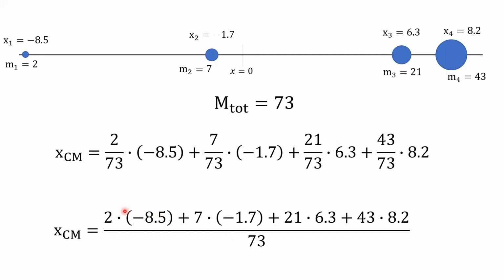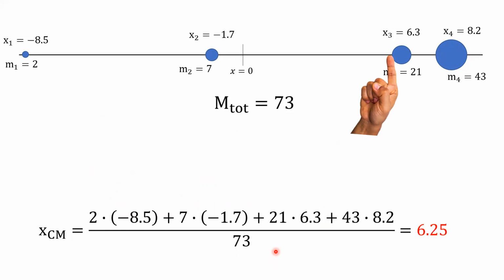And note the other way of thinking about it here. What you do is you just take each x coordinate and multiply by the mass at that coordinate. That's it. So there are 2 grams at -8.5 centimeters, I'll call it. There are 7 grams at -1.7 centimeters, etc. Add all those up and then divide by the total mass. That's equivalent to doing it this way, but computationally this is easier because you only have to divide by 73 once.